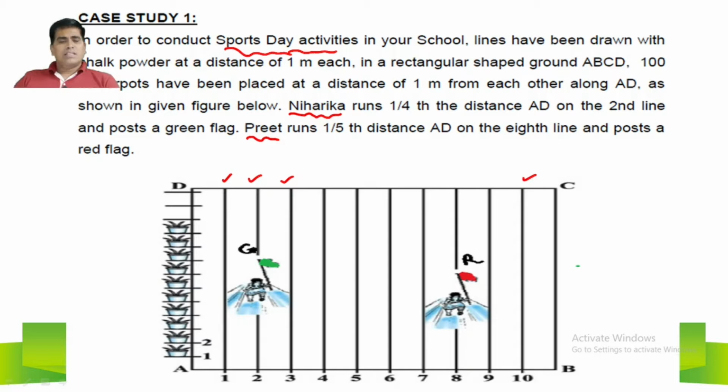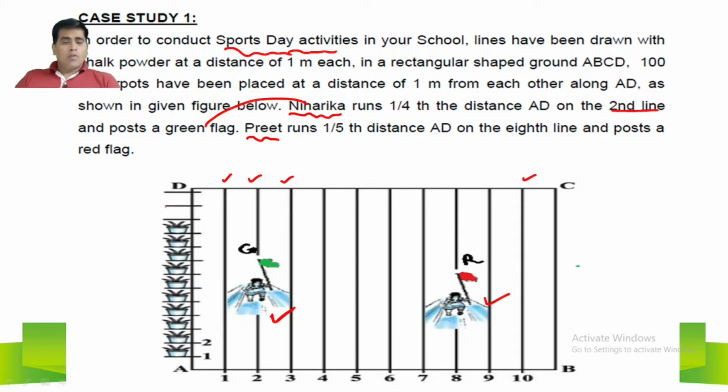Niharika is running with the green flag in the second line. So in the figure you can see this one. Niharika is running here in the second line with the green flag. Similarly, Preet is also running in the eighth line with the red flag. So these are the basic, very important information he has given.